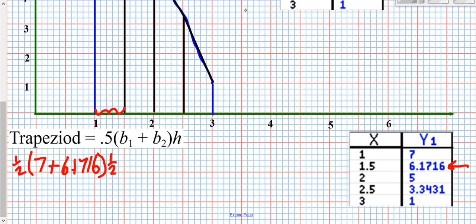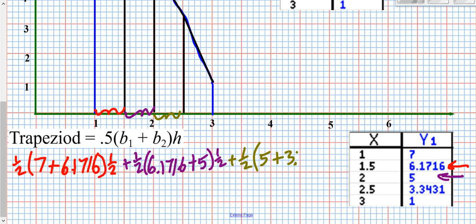And then we'd want to come along and do the next one. The first black base plus your second base, which is what you get when you plug in 2, times how far apart the bases are, and then just keep doing this. And that's how you would go ahead and find the area or approximate the area underneath this curve. And then you could work all that out with your calculator.